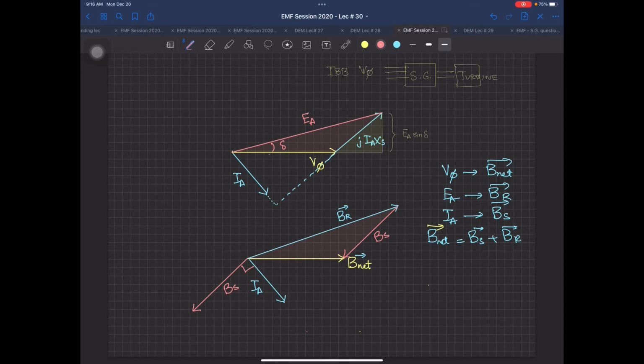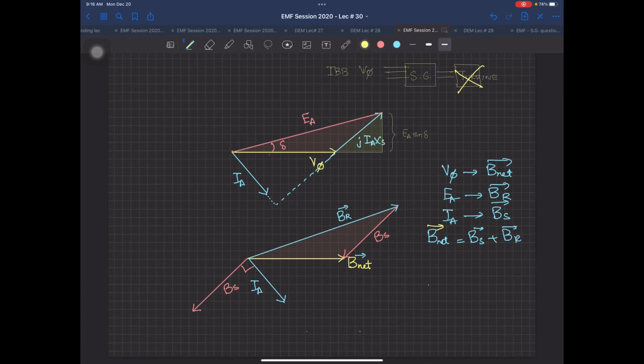Now, if you want to convert this into a motor, the first thing you do is the turbine is lost. The turbine has stopped giving power, and the machine is still connected to the grid. So what will happen? Now it will convert into a motor. But when it converts into a motor, what will happen to the phasor diagrams? That's the question over here.